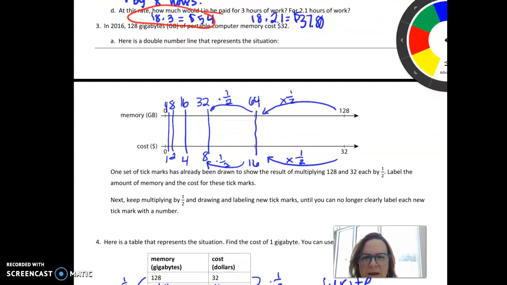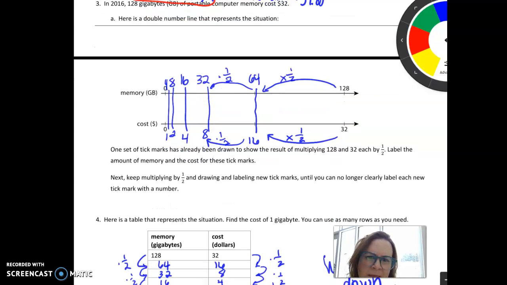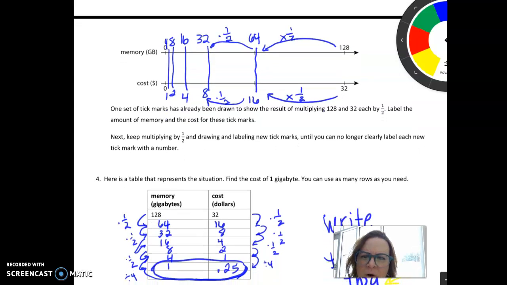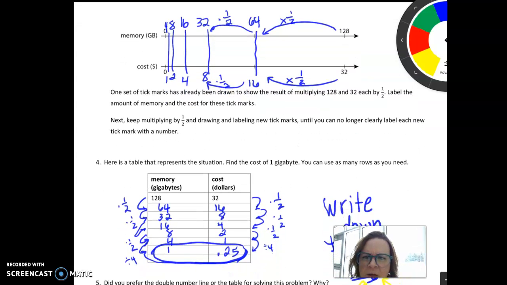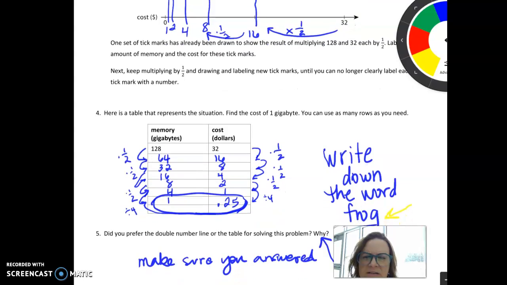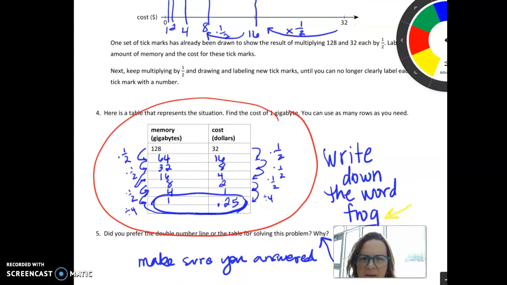In number 3, we're looking at a gigabyte problem. And if you want to pause it and just look at the double number line that I made for this one just to check your work, that would be great. And then you had to continue and make a table of this information. And I did that, and this table helped me to figure out the cost of 1 gigabyte.